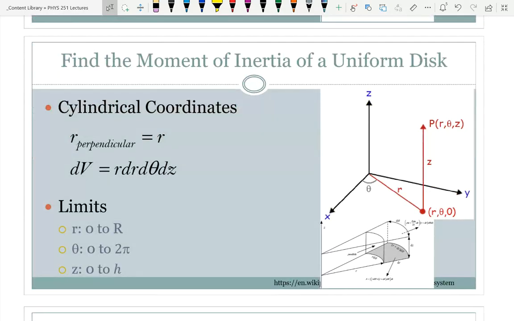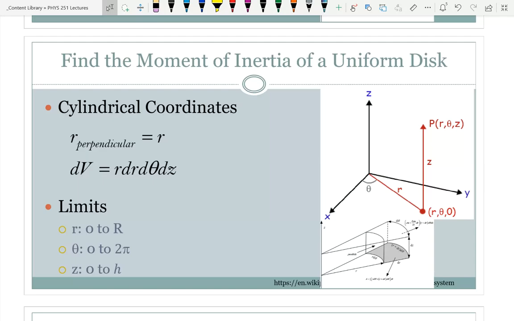So here we switch to the cylindrical coordinates. Now, in the cylindrical coordinates, my r perpendicular is just r. So r perpendicular is a little simpler. And my dV, sometime in Calc 3, should you take it, I believe you'll get to where you find dV for cylindrical and spherical coordinates, is r dr d theta dz. Now, when you look at that, you're like, that's really weird, because it has a variable here that's not part of a d.